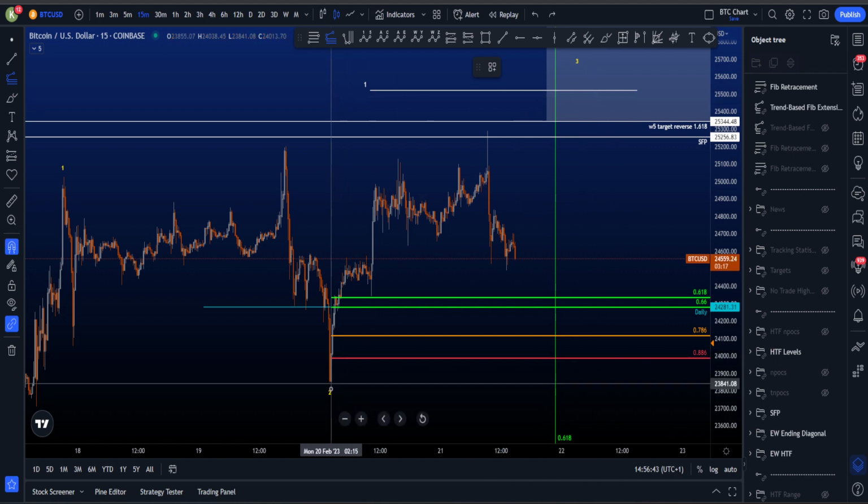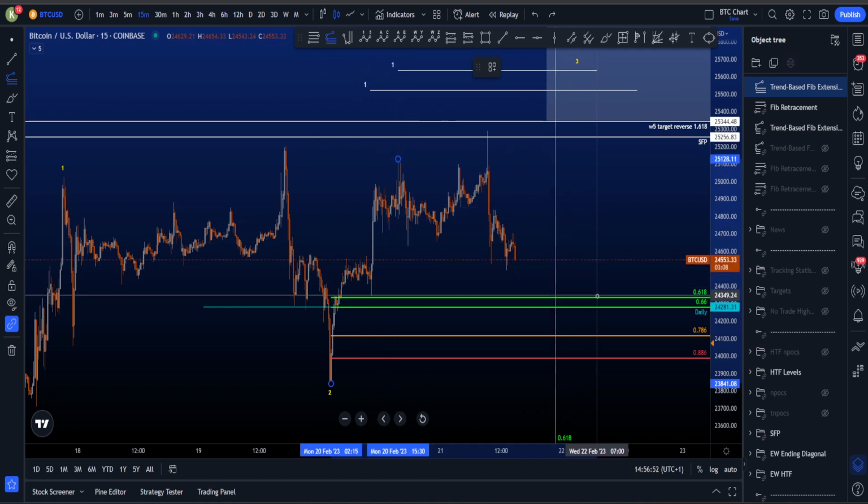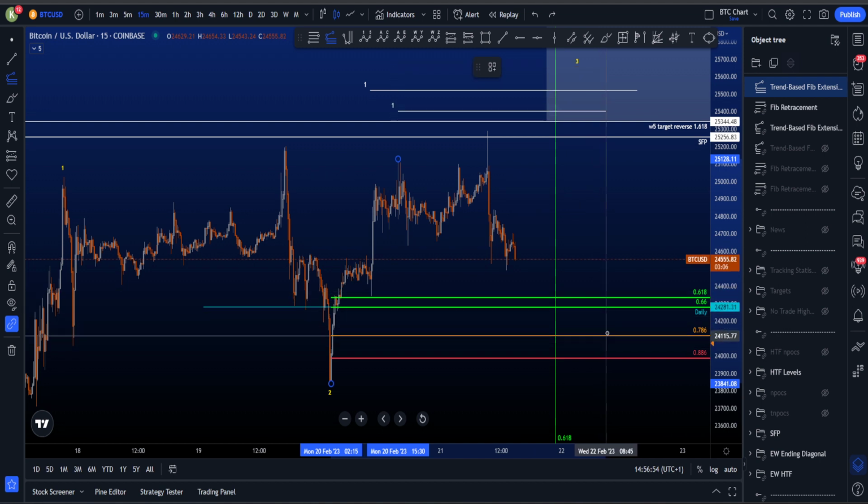So if we take an extension from the low of 2 to the high over here of the 5th wave, right? 1, 2, 3, 4, 5. So the high of the 5th. And then I bring it down. You can see the 1-to-1 appearing in the top of the screen, right? So if I put it on top of the 618, if the low would be made here on the first green line, you can see that the 1-to-1 is too high.